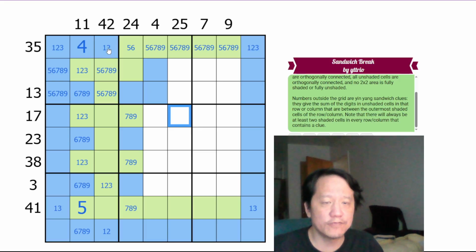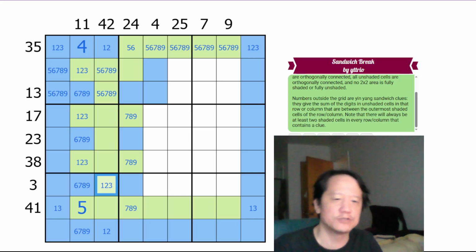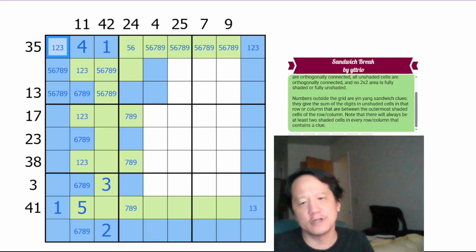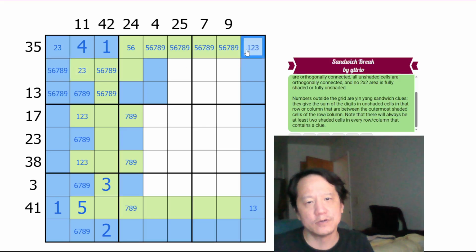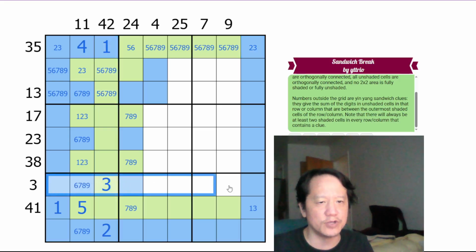We have a 1, 2, 1, 2 pair in column 3, which eliminates 1 and 2 in the rest of the column. This can't be 1 or 2. It's 3, which makes this 1, which makes that 2, which makes that 1. So no 1 here. No 1 here. This is 3, and it's the only 3 in row 7 that must be green. So the rest must be blue. So this is all blue.